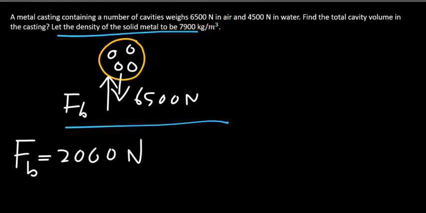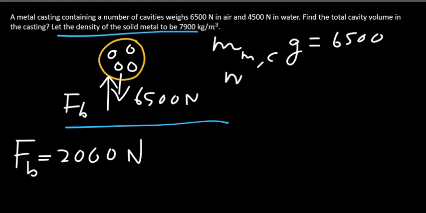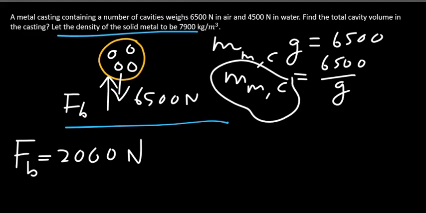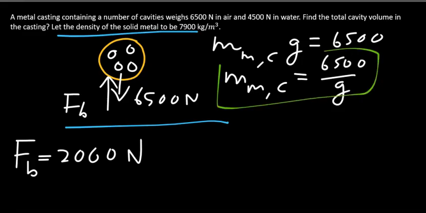Also, since the real weight is 6,500 newtons, the mass of this metal casting times the gravitational acceleration is that 6,500 newtons. So the mass itself is 6,500 over gravitational acceleration. This is the mass of the object with holes inside. We need this later. So let's just box the information there. Now let's get to the Archimedes principle.